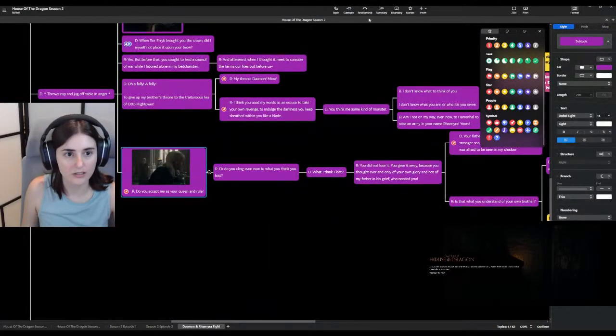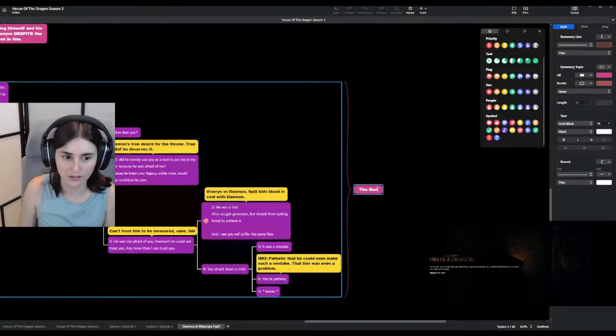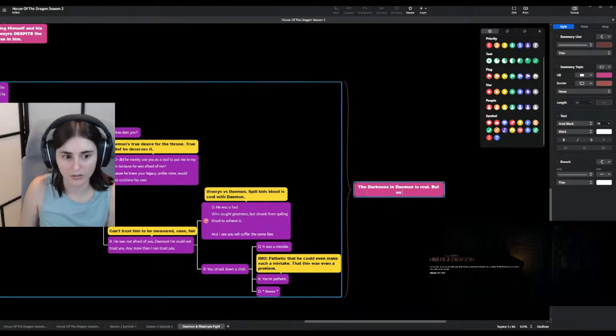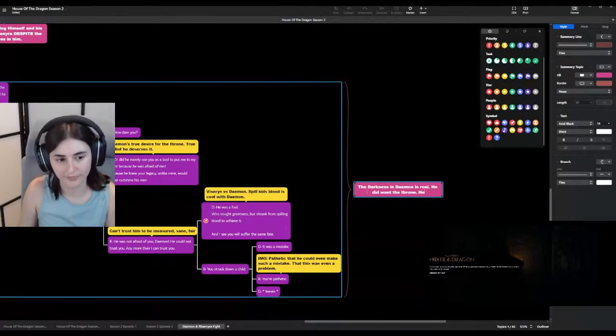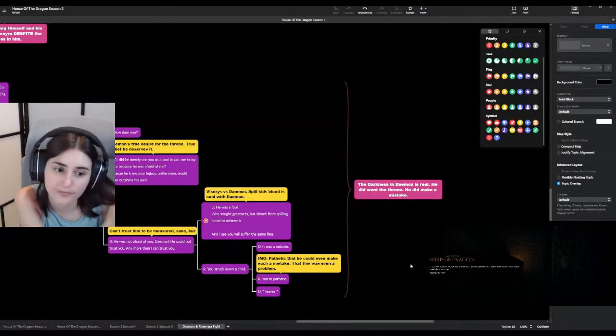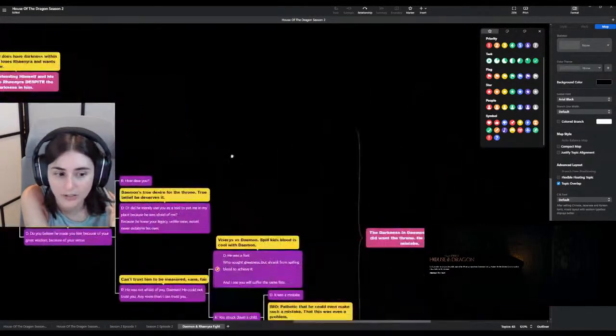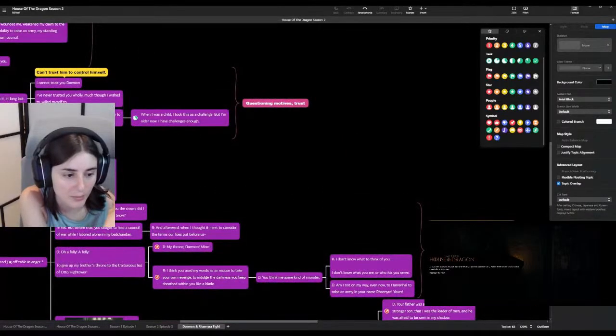We basically, this is the darkness. Daemon is real, but all is real. Did want the throne. Did make a mistake. Team Green is what's good for the realm. That's Otto speaking from Hightower. Okay, so let's see this whole thing. Let's get a bird's eye view.